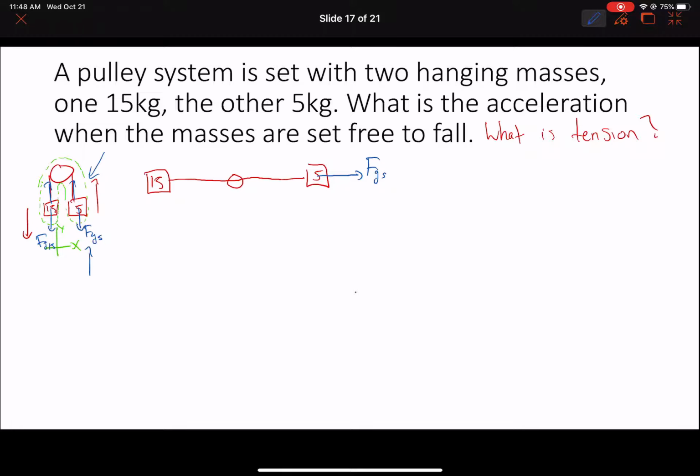According to our stretched out version, it's pulling it so that it would want to go that way, while this force, Fg of 15, is pulling it the other way. It's kind of like this tug of war. If we were to stretch this out, force of gravity is pulling it to the right, and force of gravity 15 is pulling it to the left.